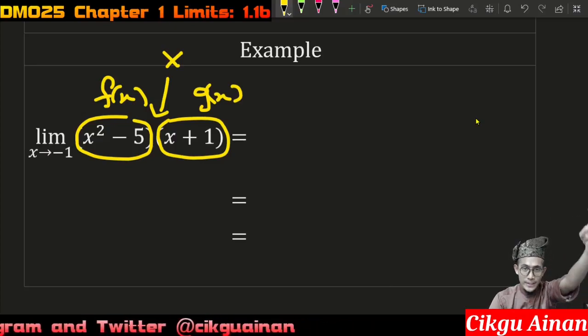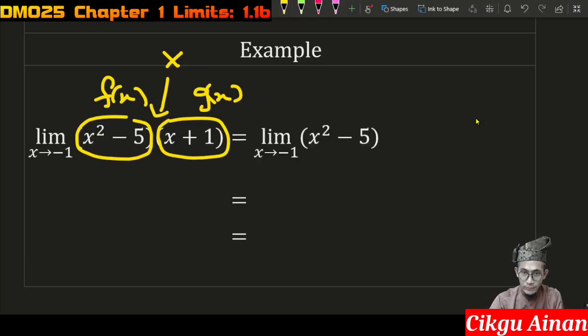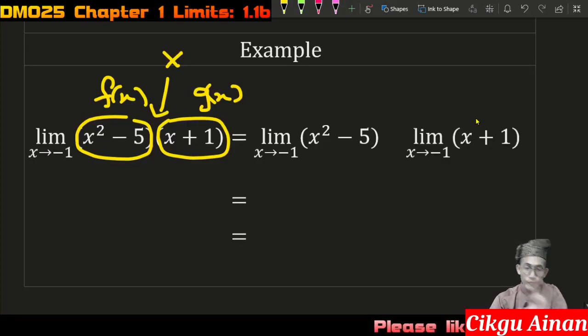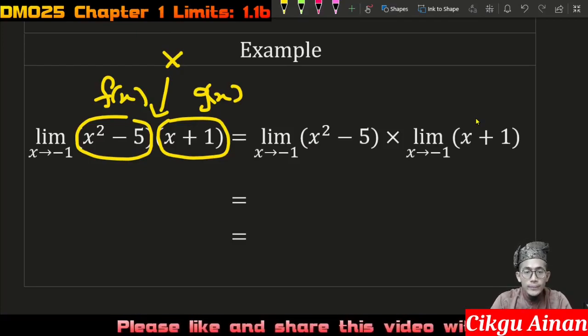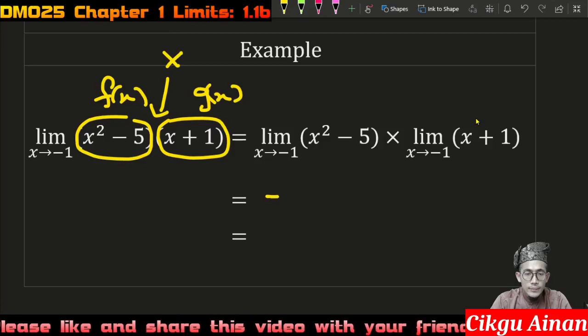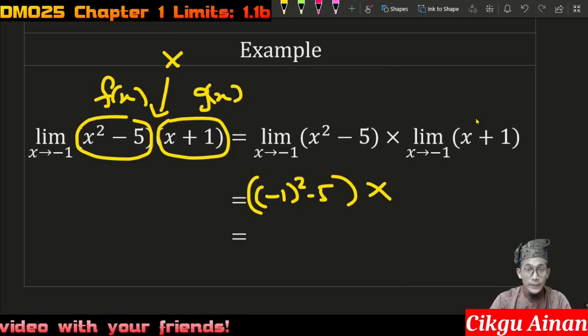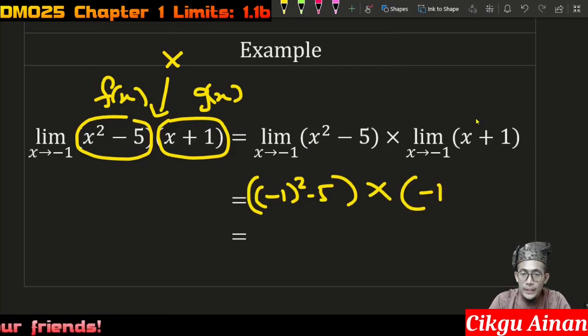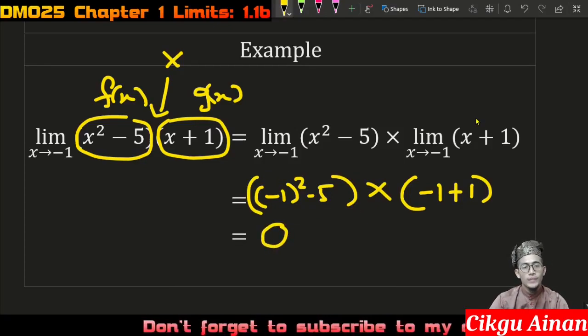By using the properties up there, we can find the limit of each bracket or function separately, namely this one and this one. We find them separately, then we multiply. For this one, we just substitute minus 1 squared minus 5. Put brackets first because I want to multiply. The second one is minus 1 plus 1. Since minus 1 plus 1 is 0, anything multiplied by 0 is 0. So the limit is 0.